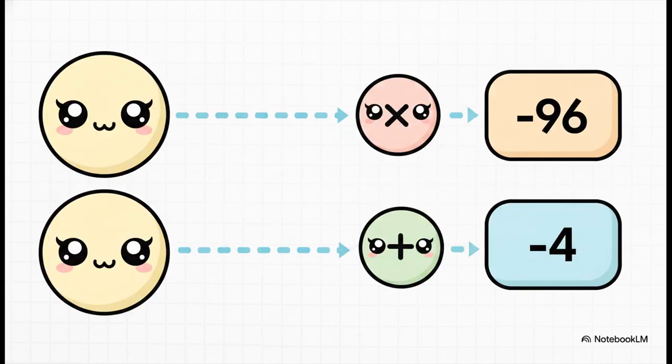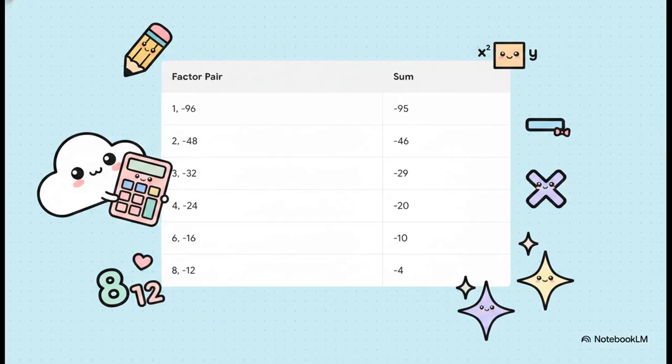Okay, so what's the actual goal here? To factorize this, we need to find a very specific pair of numbers, and they have to meet two strict rules. First, they absolutely must multiply together to give us our constant term, which is negative 96. And at the exact same time, they need to add together to give us our middle term, negative 4. Multiply to negative 96, add to negative 4. That's the mission. So let's think about the factors of 96.